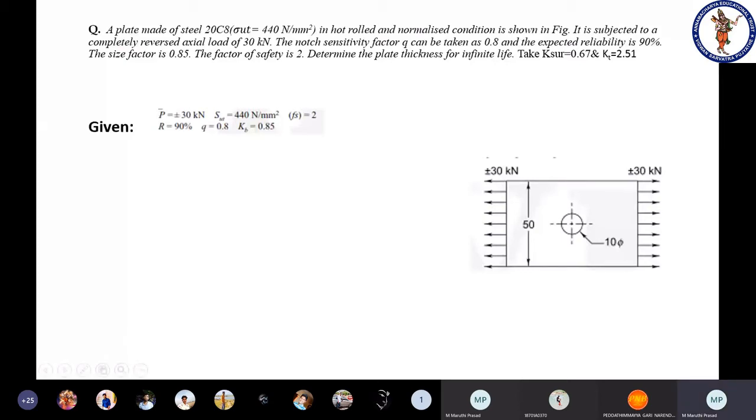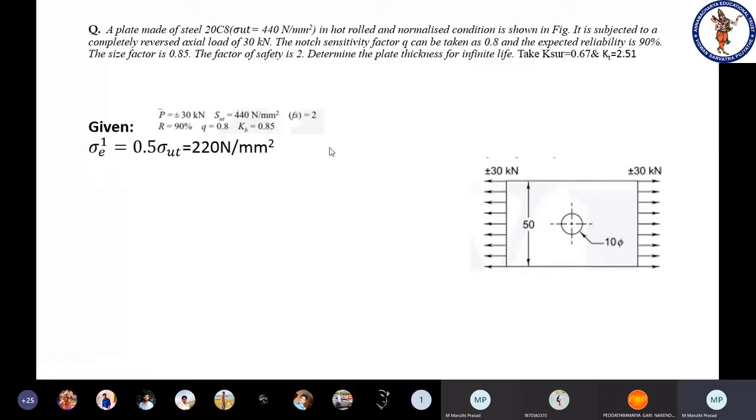So this is the plate, a plate of 50 mm width, and a hole of 10 mm diameter is made at the center, and you need to calculate the thickness of the plate. The load is 30 kN plus or minus, that is, a completely reversed load of 30 kilonewton is acting on it, and the material used is steel with ultimate strength of 440 Newton per mm square. So this is the data given for us.